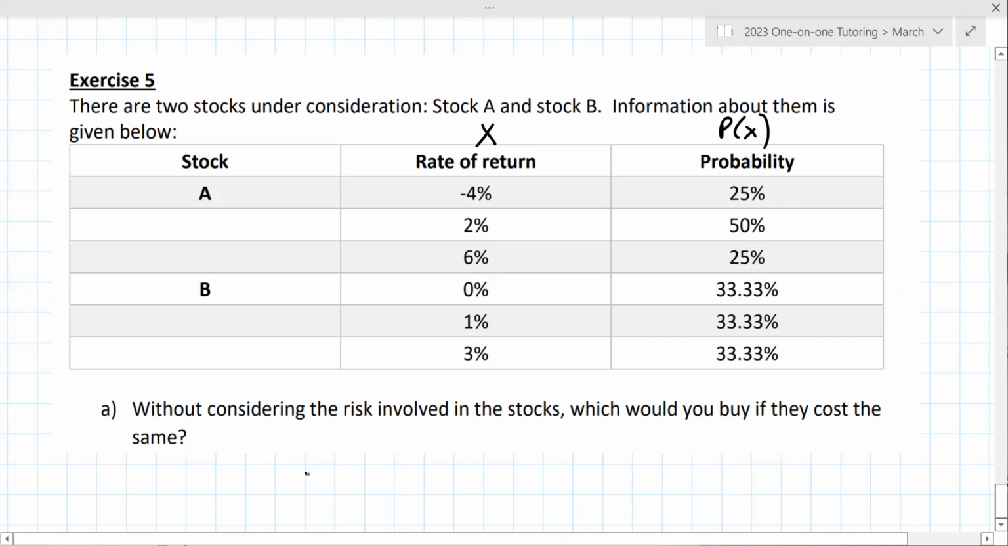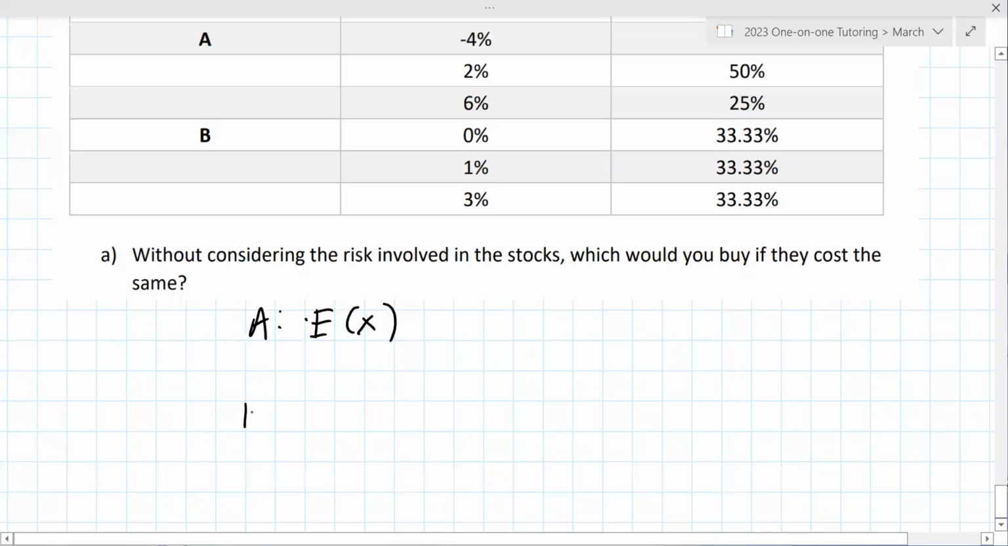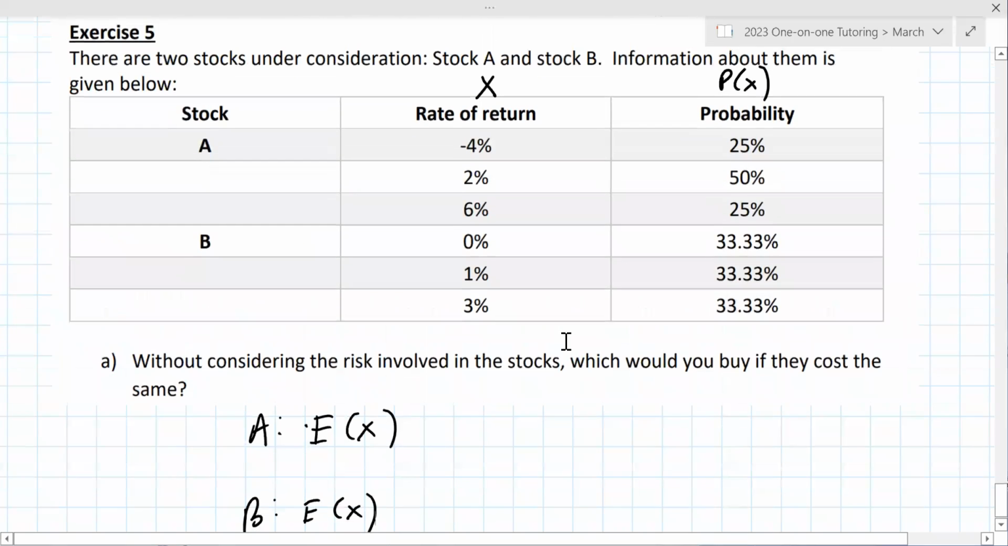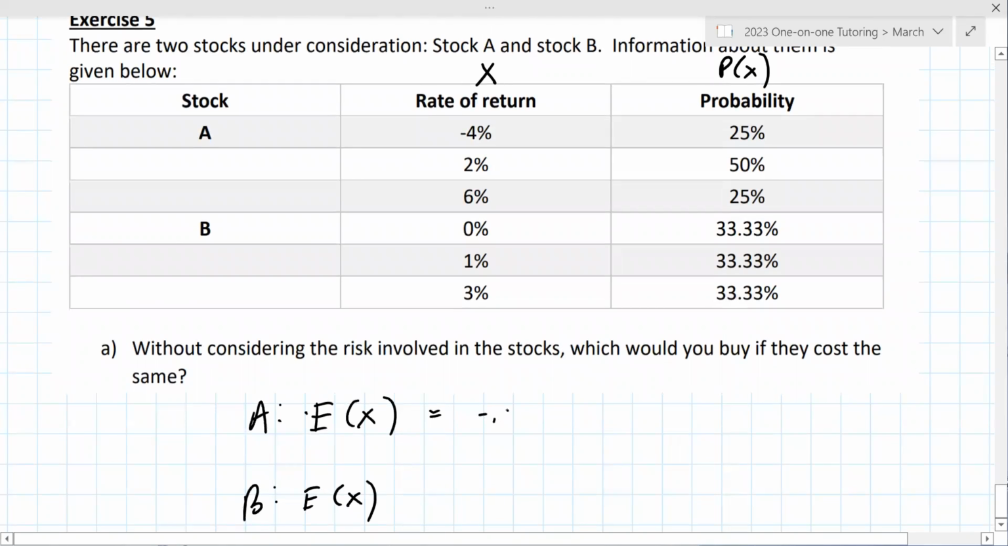They're just asking part A: compute the expected value of X for A and compute the expected value of X for B. So is this the same as multiplying -0.04 times 0.25 plus, yes, plus 0.02.